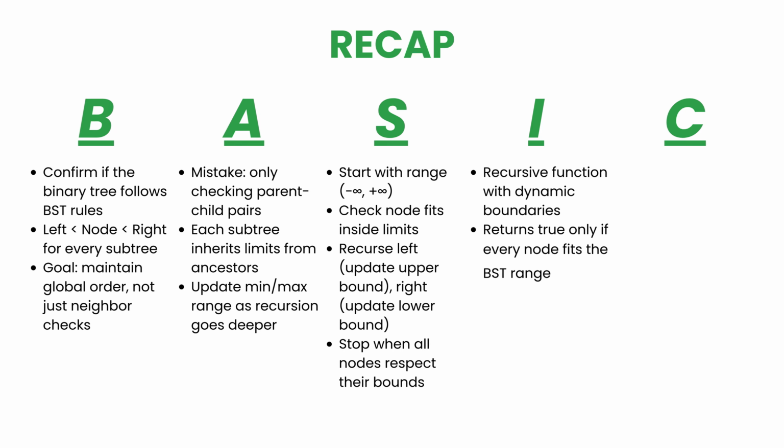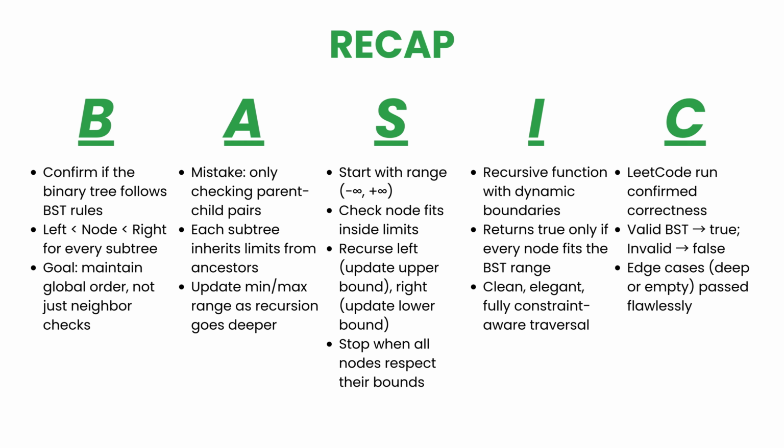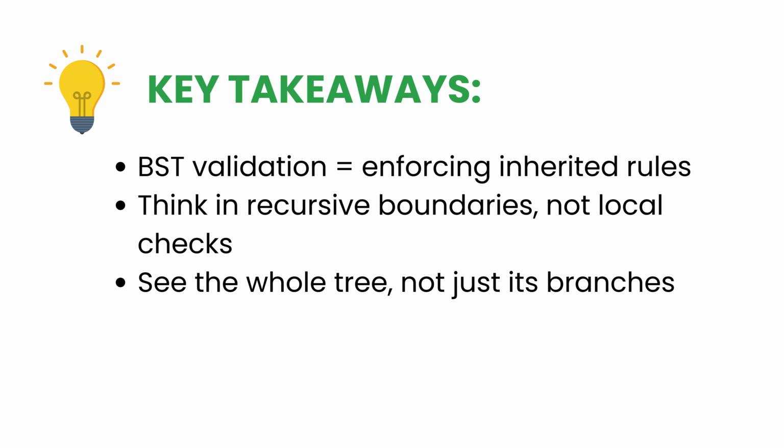We coded this recursive check, starting from the root and passing updated boundaries as we traversed. The function neatly returned true or false depending on whether every node respected its constraints. Running the solution on LeetCode confirmed it works perfectly. Valid BSTs passed as true. Invalid ones returned false, and tricky edge cases, like deep violations or empty trees, were all handled correctly without errors. The key takeaway: a valid BST isn't about direct neighbors, it's about inherited rules. Mastering that recursive boundary mindset ensures you won't miss hidden violations buried deep in the tree.